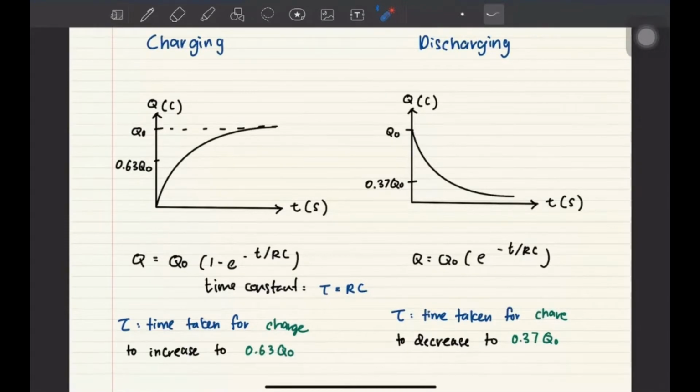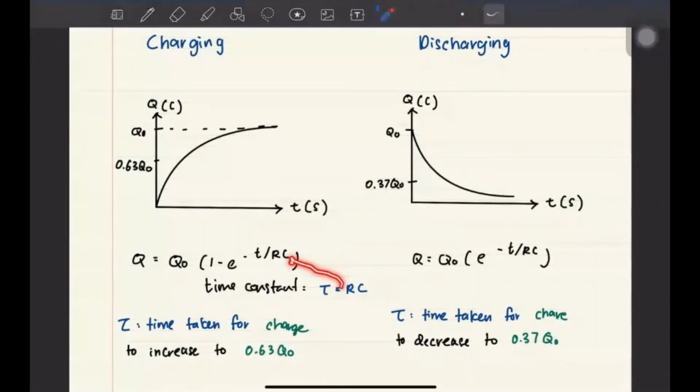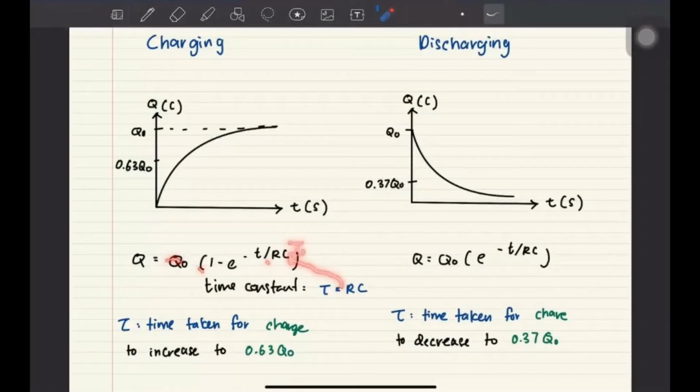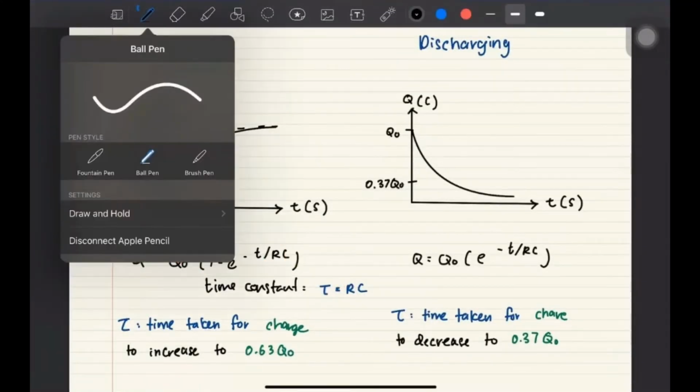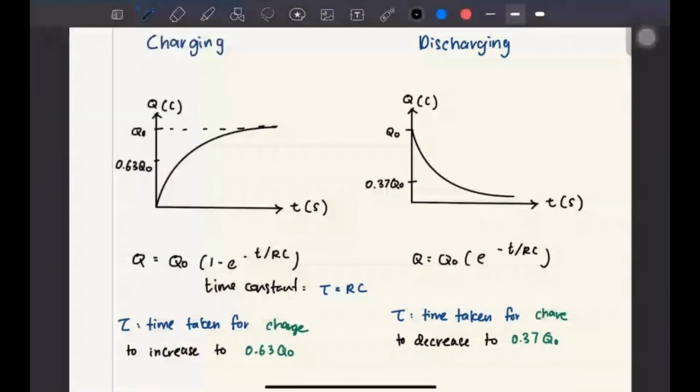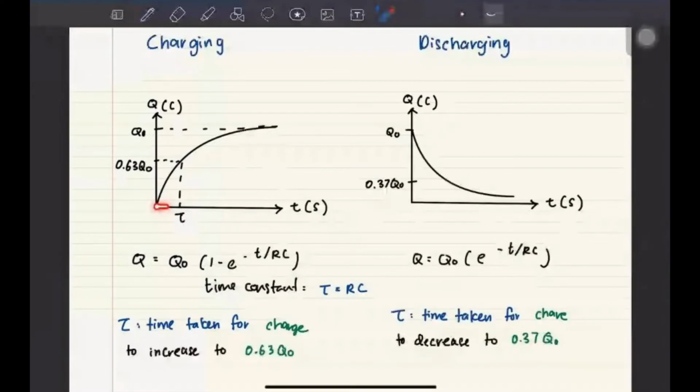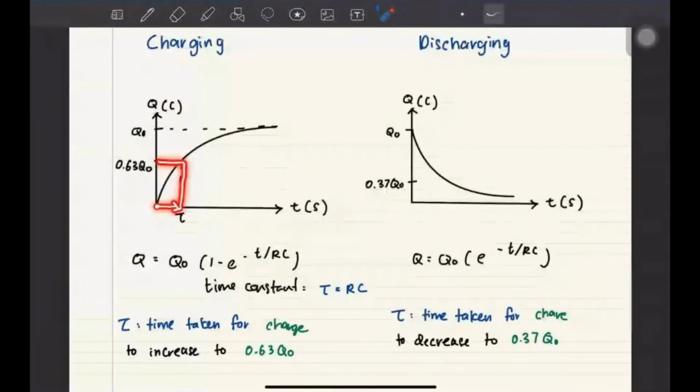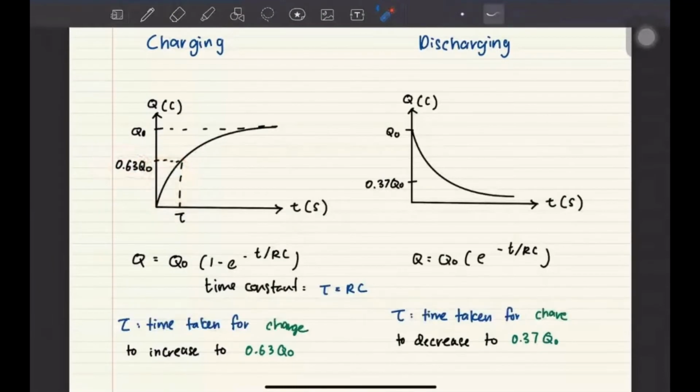Tapi in terms of definition, dia ada sedikit berbeza lah for each cases. Contohnya, kalau kamu masukkan tau ni dalam ni, okay, and then you calculate dia punya tau tu, kira-kira kamu akan dapat this value. You get that particular value sebab dia yang E tu. E tu ada nilai. So, maksud tau untuk charging capacitor, untuk charge especially the time taken for the charge to increase to 0.63% daripada Q naught. Masa yang diambil from 0 here untuk dia dapat bacaan tu 0.63 Q naught. Itu maksudnya tau.